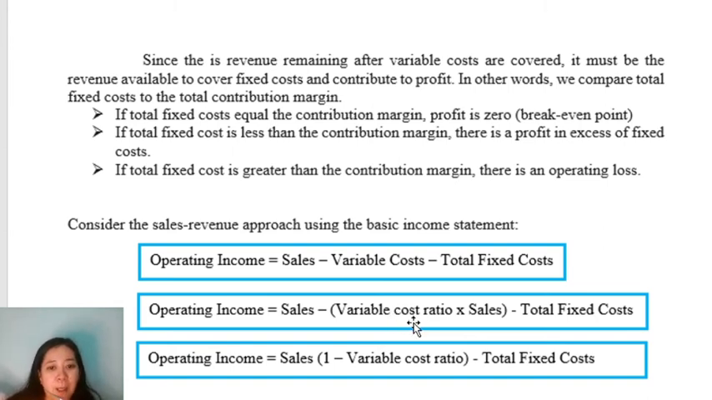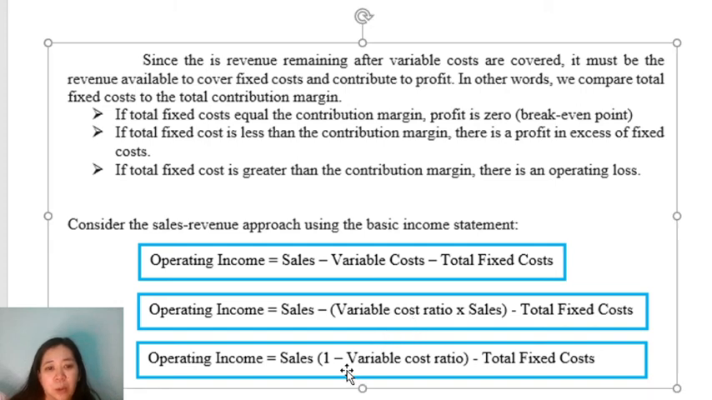I mean, you can determine the variable cost by multiplying the variable cost ratio to sales and then deduct that from sales together with your fixed cost to get the operating income. Okay, so the same also in the third one. So 1 is 100% minus variable cost ratio. 1 here represents sales.